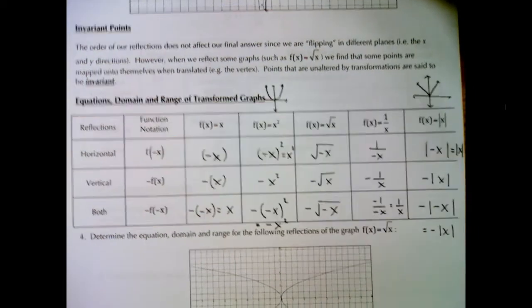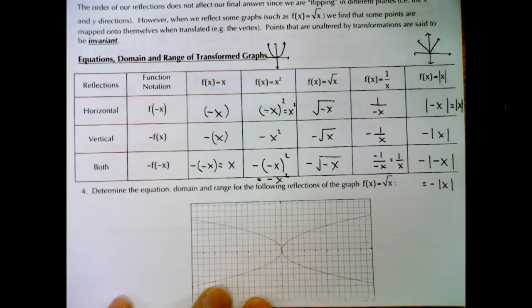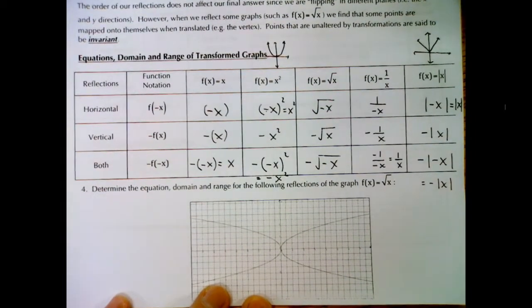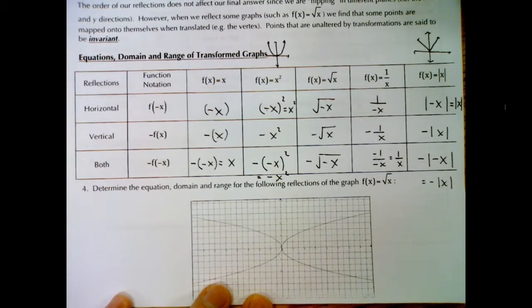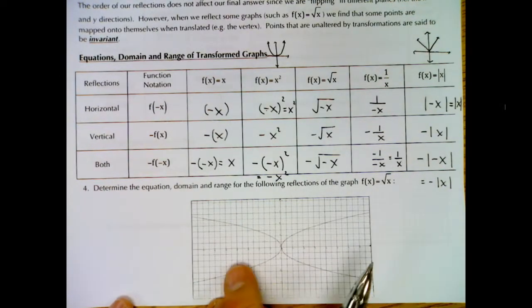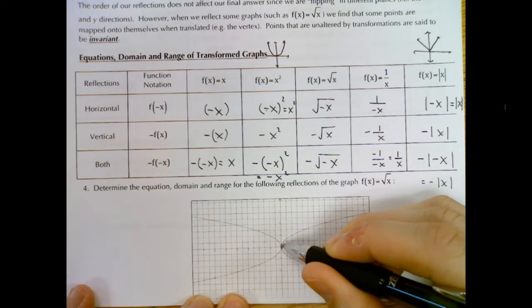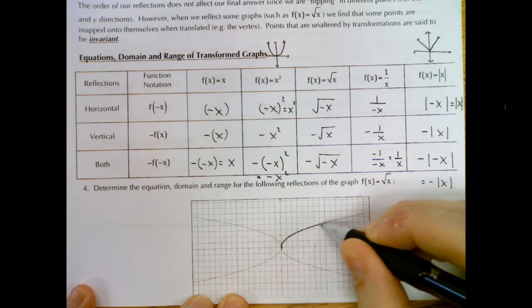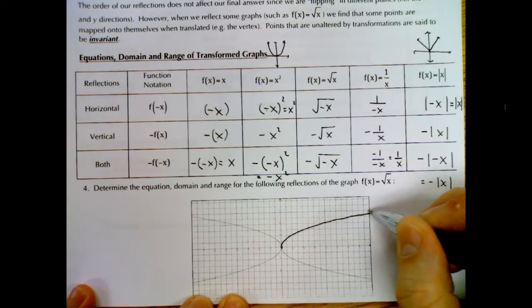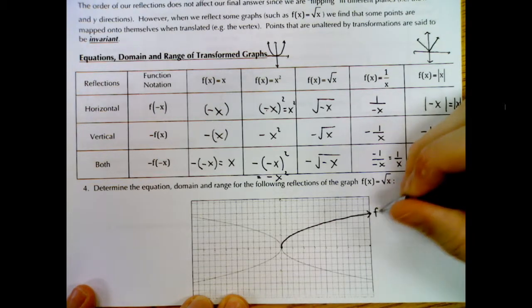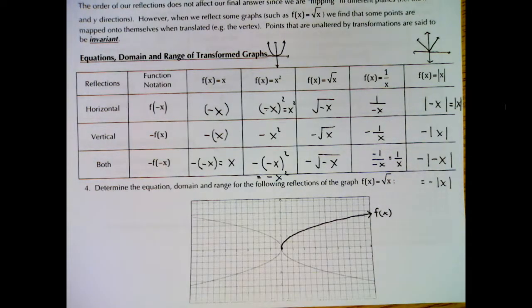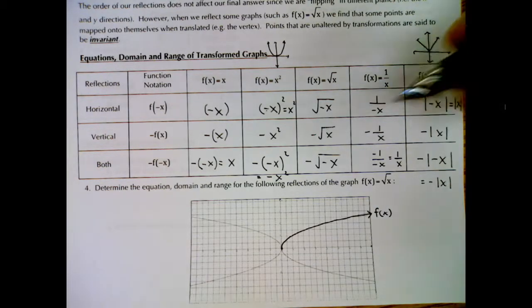Last example. Determine the equation, domain, and range for the following reflections of the graph f of x equals the square root of x. This just looks like two different sideways parabolas, but it's actually four different functions. I'll highlight the square root of x. We know that the parent function, square root of x, looks like this. This is f of x. So then what are these four branches? Well, these four branches are just reflections. So let's think about what they are.